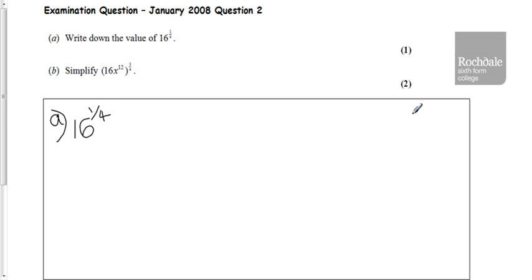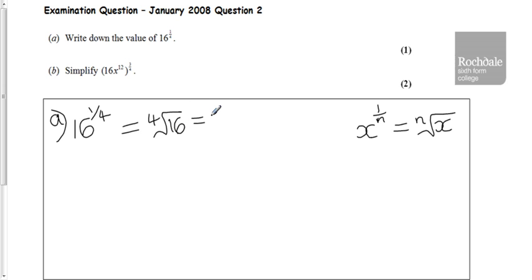In order to do this, there's a fact you need to know, and that is what a fractional power actually means. Here's the fact: x to the power 1 over n means the nth root of x. So a power of 1 over 4 in this case will be the 4th root of 16, which is the number which, when you times it by itself 4 times, gives you 16, and that number is 2, because 2 times 2 times 2 times 2 is 16. That's worth 1 mark.